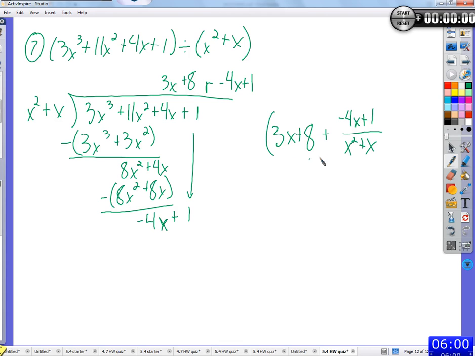We write it like that because that's the only way that x squared plus x times this will equal the original thing, will equal 3x cubed plus blah, blah, blah. Your answer when you do the division is this. This is the result, the quotient of doing that division. That's how we write it, not remainder.